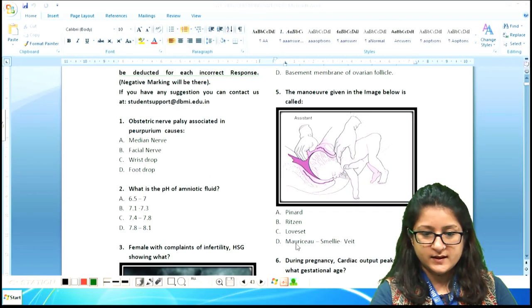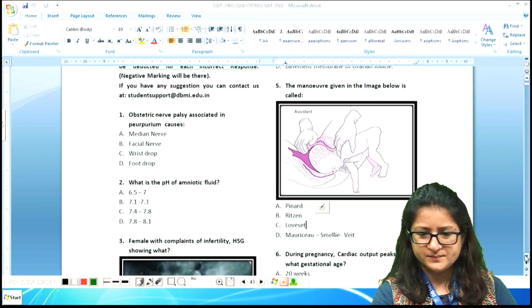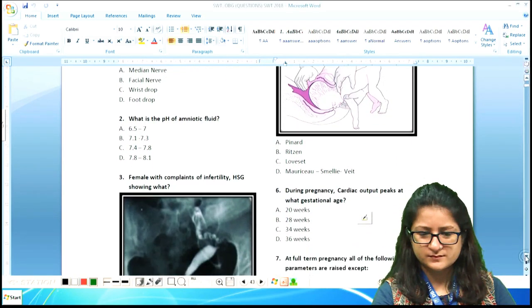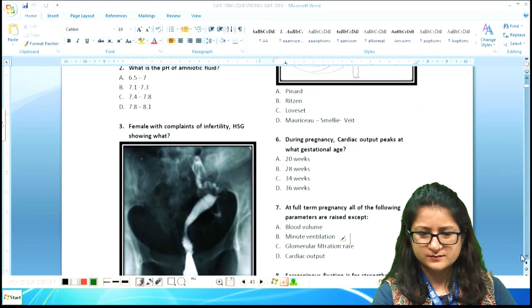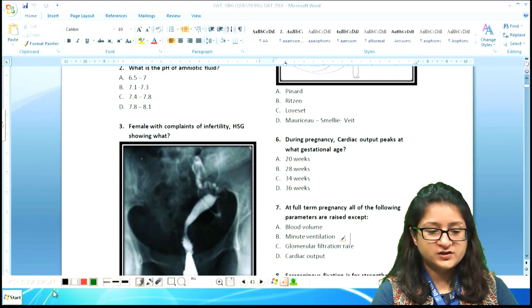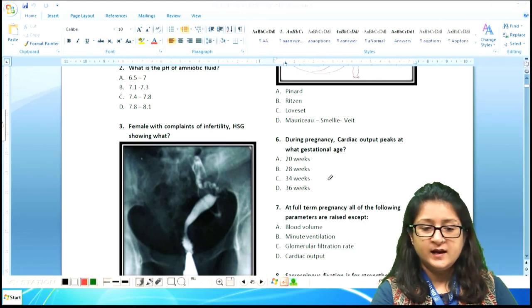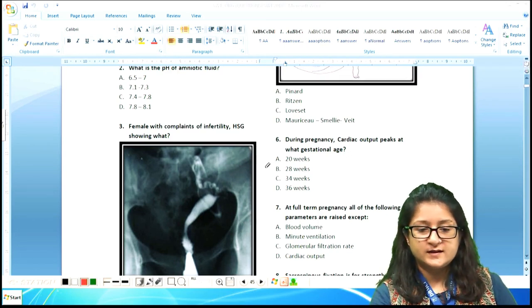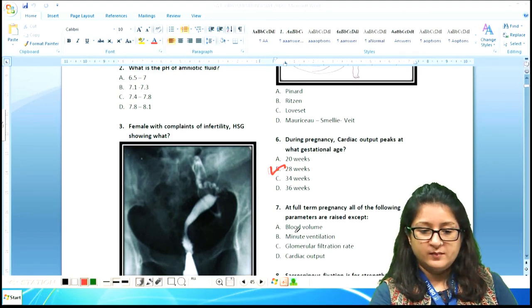The next questions are question number 6 and question number 7. During pregnancy, cardiac output peaks at which gestational age? The correct answer is option B. It peaks at 28 weeks. And at full term pregnancy, all of the following parameters are raised except which one: is it blood volume?